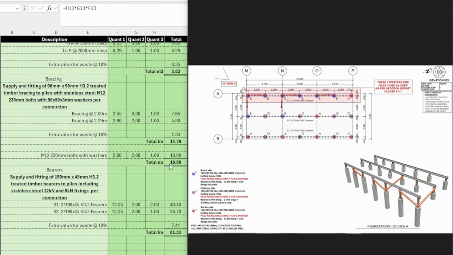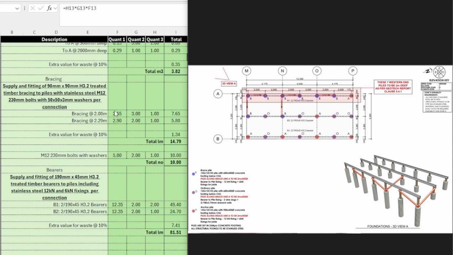So next we've got the bearers. So these are the ones that sit on top of the piles here. These are made up of 2 190 by 45 H 3.2s. This is indicated here. So for this one here, which is the one at the back, so there'll be 2 pieces of 190 by 45 H 3.2 sitting on there, and the same with the front as well. So they're B1, B1, they're identical, and B2 is also identical.